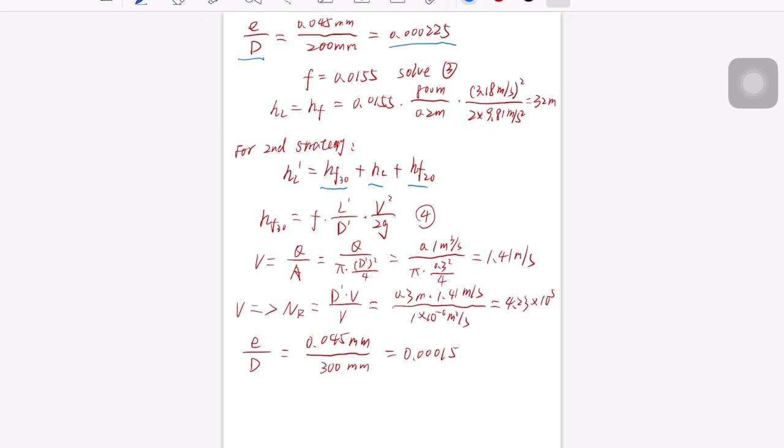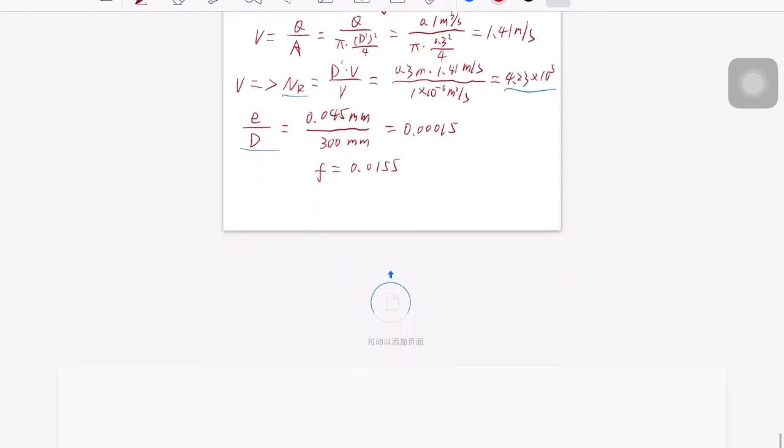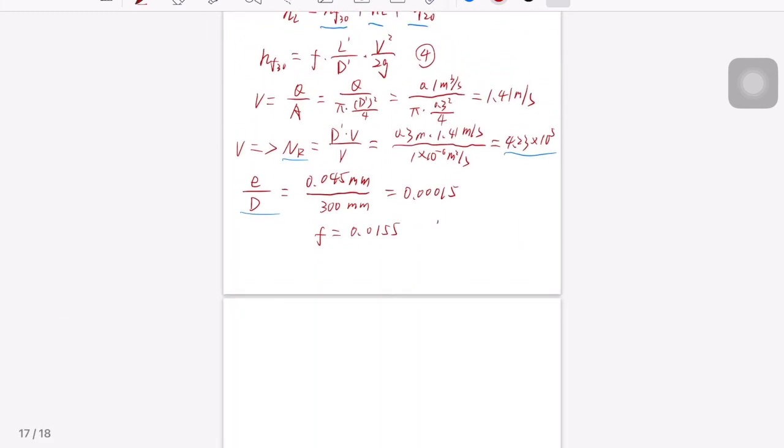The same, we know the Reynolds number and roughness. We can find the f from the Moody diagram. So we found f equals 0.01552. Now we can solve equation 4.